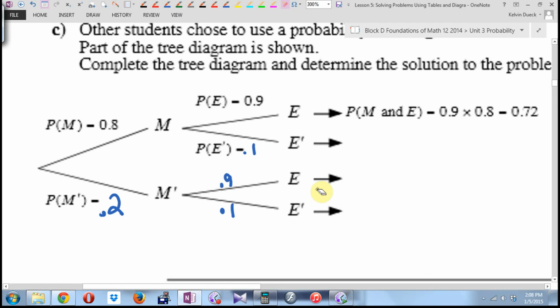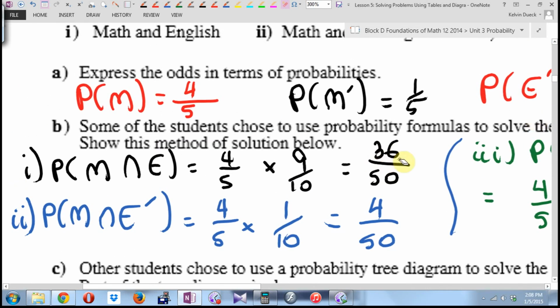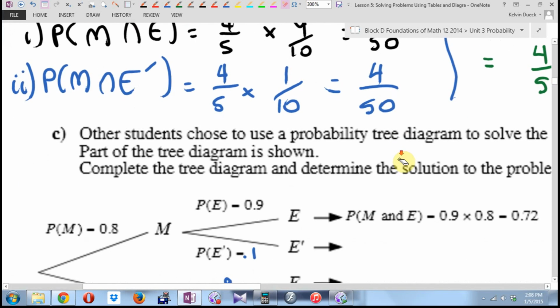It takes a couple of seconds to draw a tree, but once you have the tree in place, then the rules get even simpler. It's multiply down, add across. You ready? Here is M and E. Multiply down. Can you go 0.8 times 0.9? You'll get 0.72. Can you convert 36 out of 50 to a decimal? On your calculator, can you go 36 divided by 50? And please tell me, do you get 0.72?